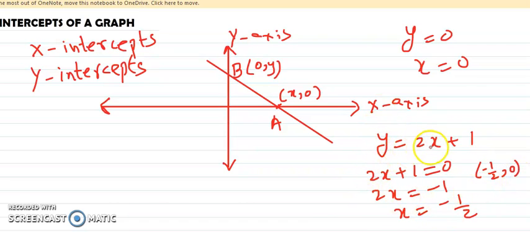And if I have to find the y-intercept of this line, I will just put x equal to 0 and I will get y = 2 × 0 + 1. So y will be equal to 1. So the y-intercept is 1. It means this line will cut the y-axis at 1. And in the form of coordinates, it will be (0, 1).